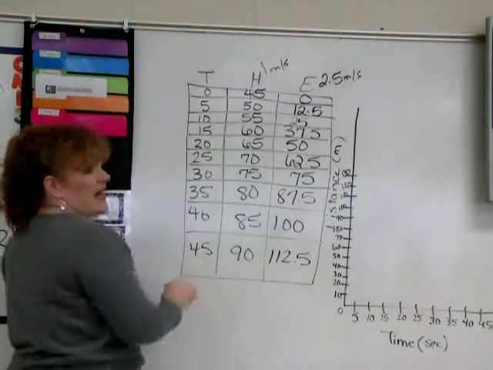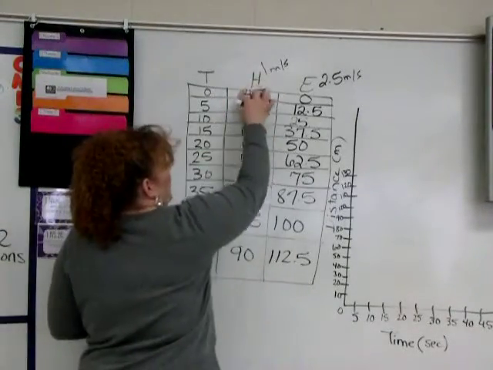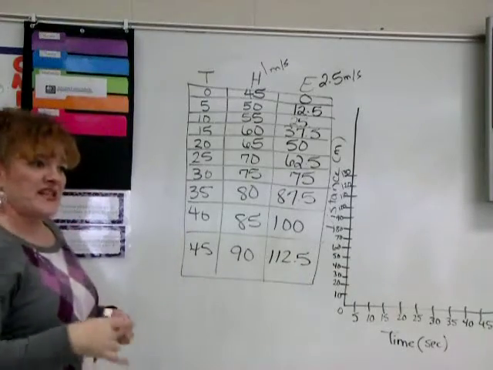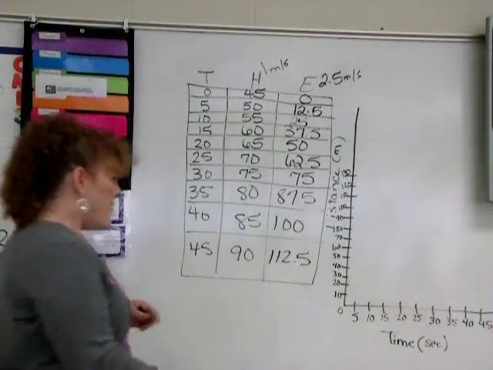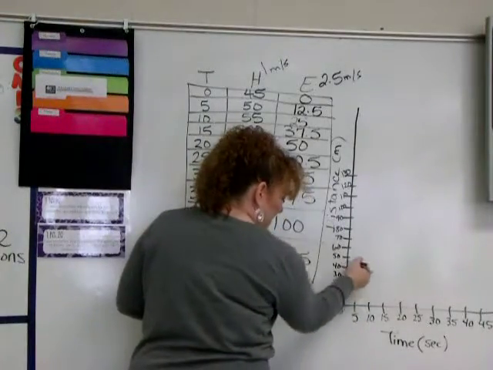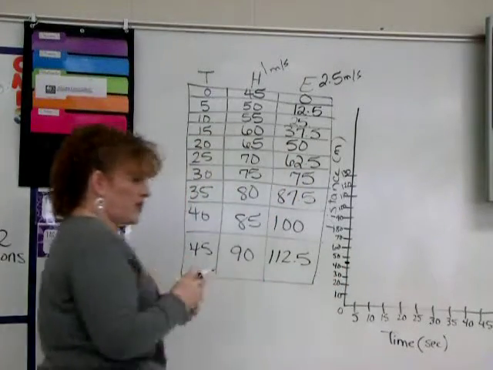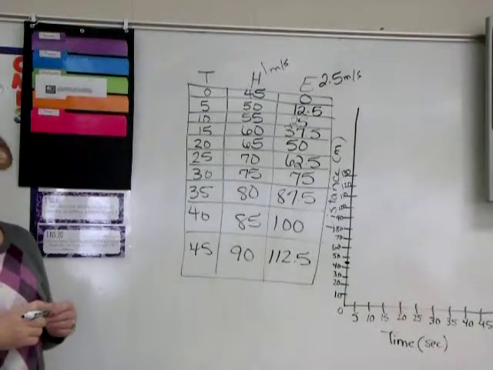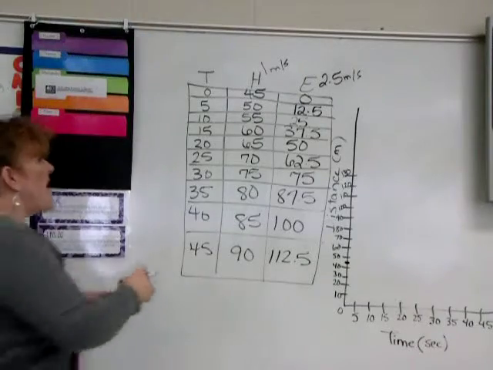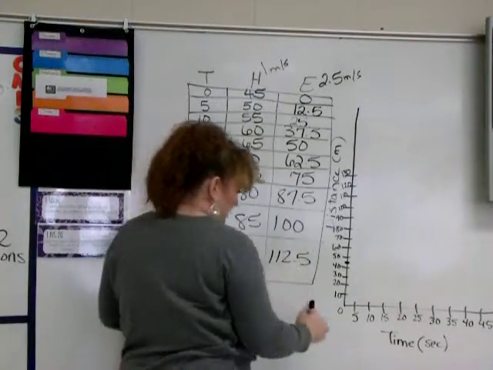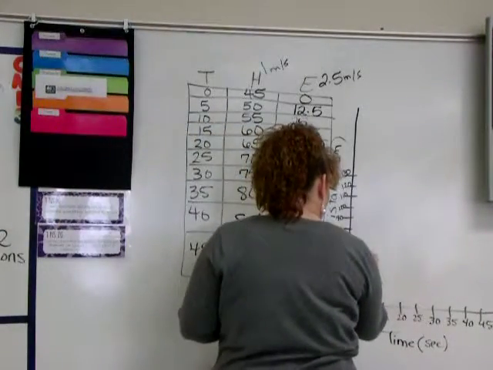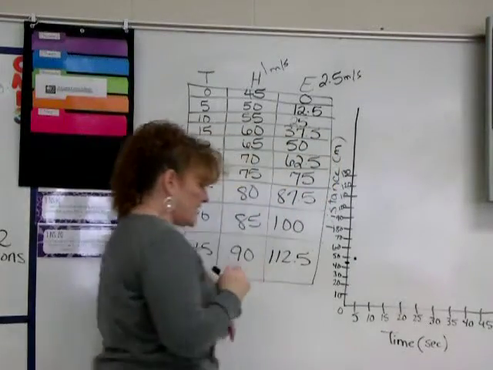At 0 seconds, Henri is at 45 meters because he got that head start. So you're going to 0 seconds and up to 45, and that's where you're putting his first dot. At 5 seconds, he's at 50 meters. So you're going over to 5 and up to 50, and that's where you're putting the dot.